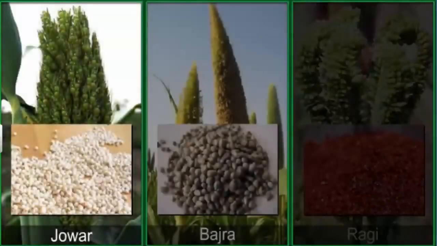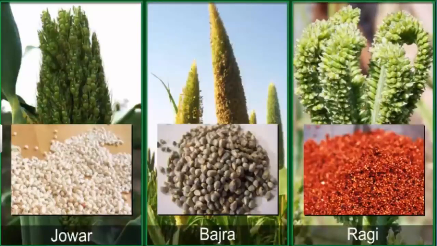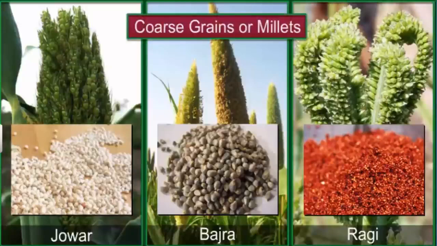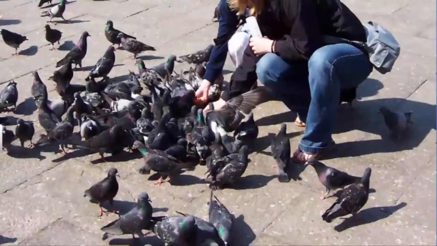When we talk about food grains, we immediately think of rice and wheat. However, several other food grains like jowar, bajra, and ragi are also grown and consumed in India. These food grains are together called coarse grains or millets. Coarse grains are also used as animal feed.